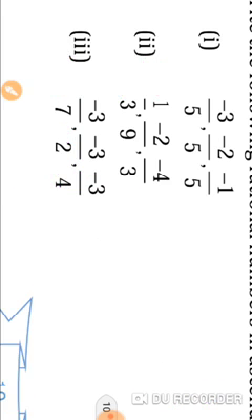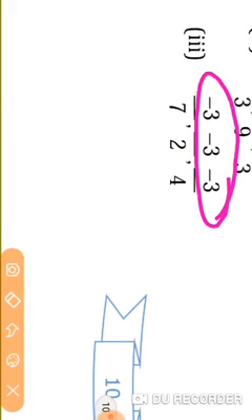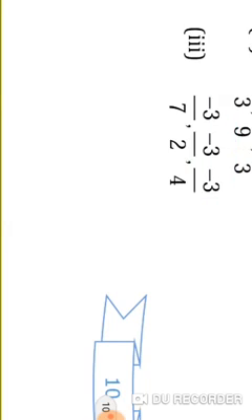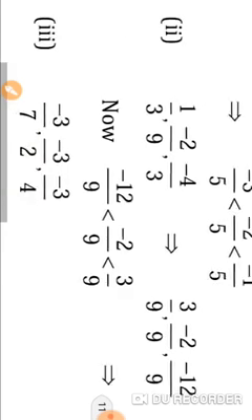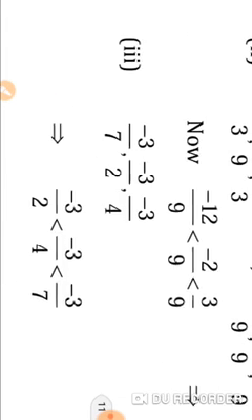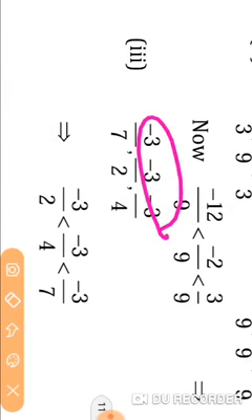So this is how you have to check. Now here the numerators are the same, so we have to check the denominators; the lesser denominator will be greater. But if these are negative numbers, it is the same as before, the lesser only, the smaller value.